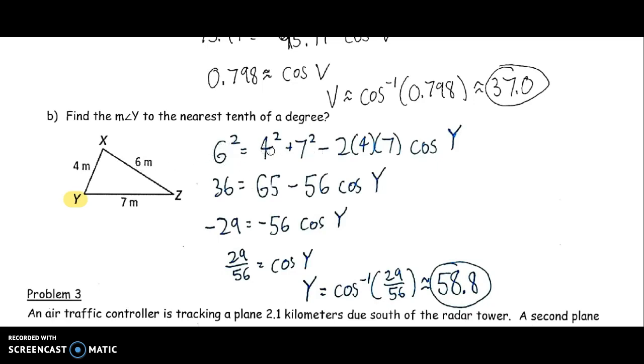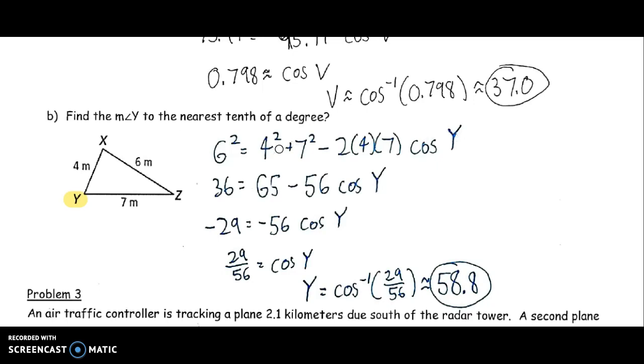But again, with the 4 and the 7, it doesn't matter what order we put them in as long as we're squaring both of those, and then again multiplying those for the second half of the equation. 4 and 7, 7 and 4, going to give you the same answer. We do want to find cosine of y, so that's why we can't just simplify this entire right-hand side. We do have a variable on that right-hand side.